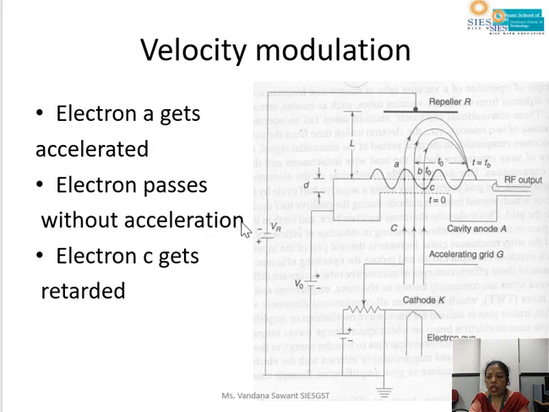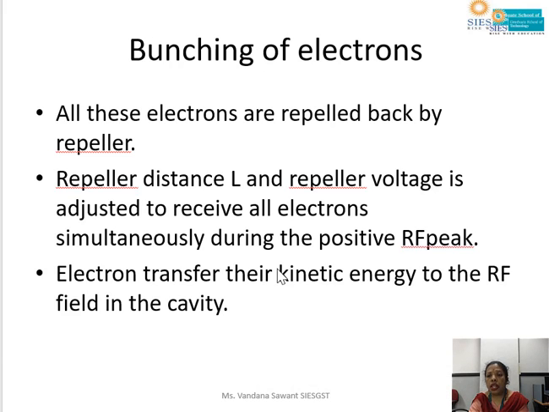Now see, initially these electrons are uniformly spread out. That means the density will be equal throughout the space. But because of this bunching, the density will get disturbed, or changed. That process we can call density modulation. So we have seen how the electron beam is generated, then how the velocity modulation takes place, and as a result of velocity modulation the bunching takes place, which is called density modulation.